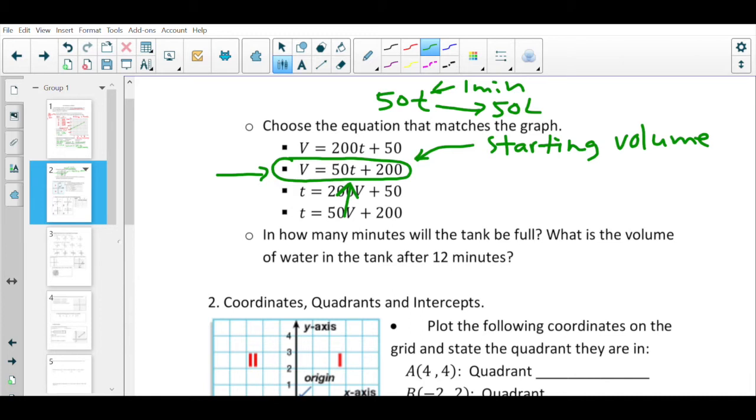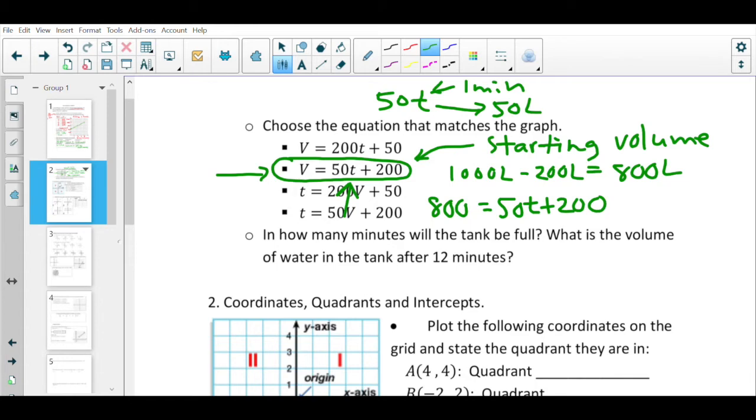Okay, and how many minutes would a tank be full? So a full tank is 1,000 liters, but remember we started with 200 liters already in the tank, so we need to fill it with 800 liters more. So we set up the equation as 800 equals 50t plus 200. Let's bring it over here, that's 600 equals 50t, and t equals 12 minutes. So in 12 minutes, the tank will be full.